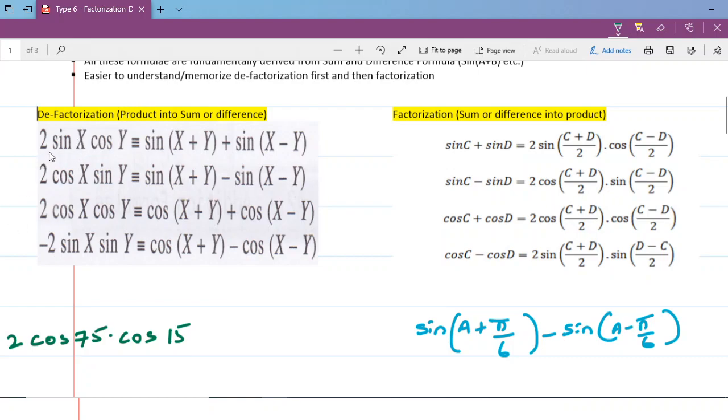Like if you see here, 2 sine x cos y is equal to sine of x plus y plus sine of x minus y. So if you take the right hand side over here, and if you see the left hand side over here, it matches, right? The sine x plus y is similar to sine c, where c is x plus y. Similarly, d is x minus y. And if you see the right hand side and the left hand side, you can draw similarities. So you can use that to memorize the formula.